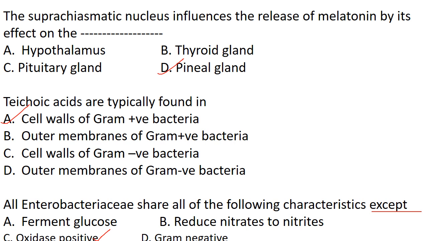All Enterobacteriaceae share all of the following characteristics except: ferment glucose, reduce nitrates to nitrites, gram-negative, oxidase positive. They are not oxidase positive, but they are oxidase negative. So they have asked all of the following characteristics except. So it is oxidase positive is the answer. Answer is option C.